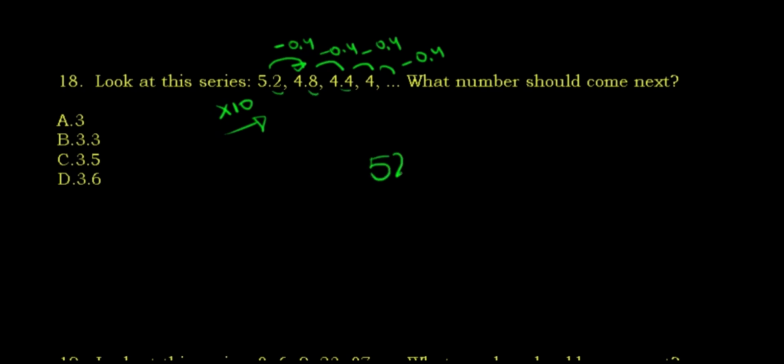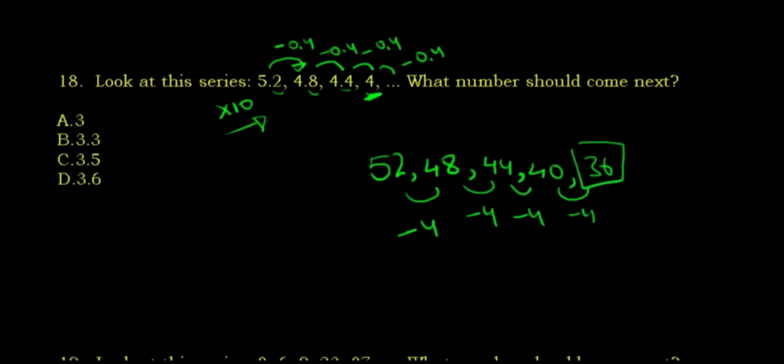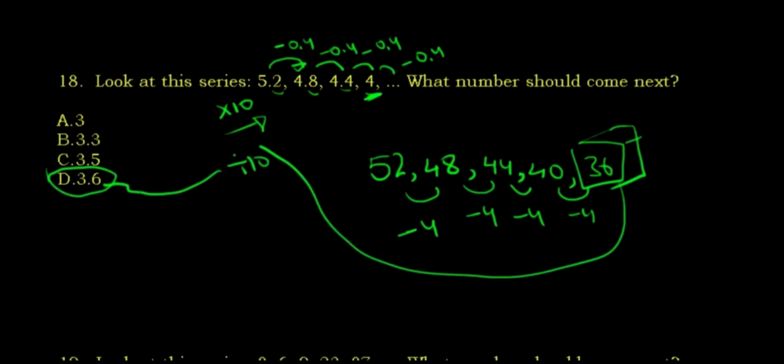So 5.2 becomes 52, 4.8 becomes 48, 4.4 becomes 44, 4 times 10 gives me a 40, so what's the next number? Now can you tell that we're subtracting a 4 every time? Take away 4, take away 4, take away 4, that gives you a 36. That's the answer. 36, and naturally now you've got to divide by 10, so that would give you a 3.6, not only a 36. That's it.